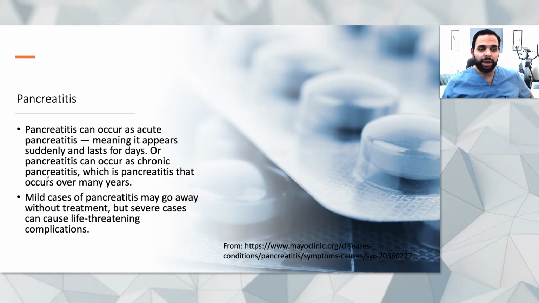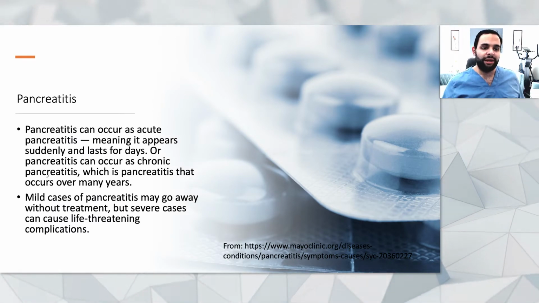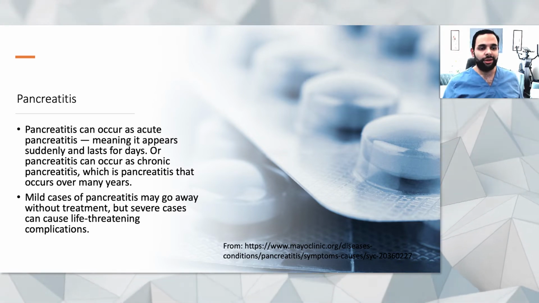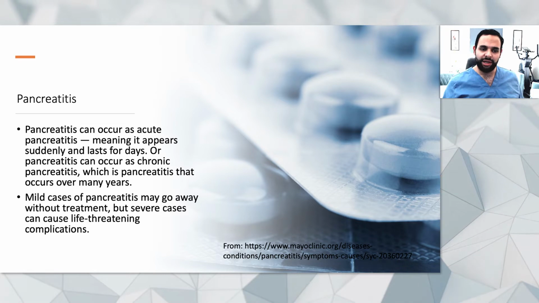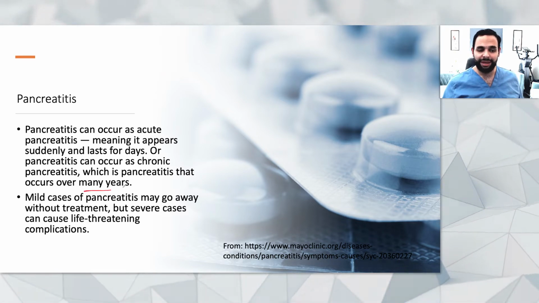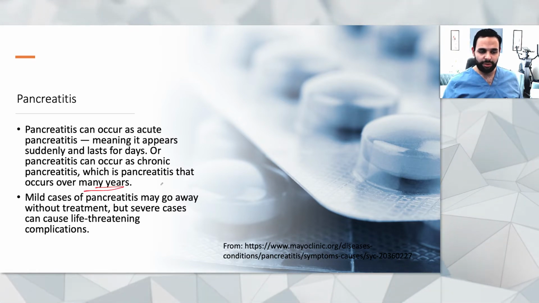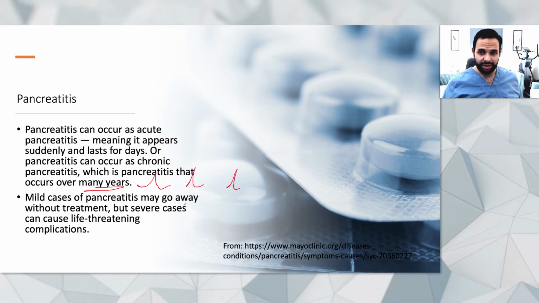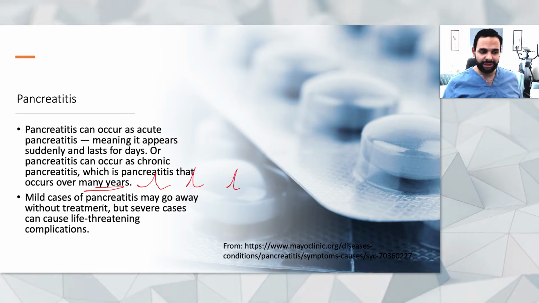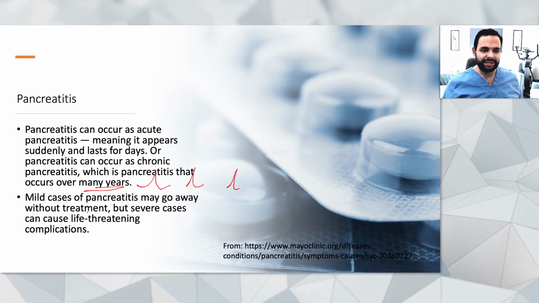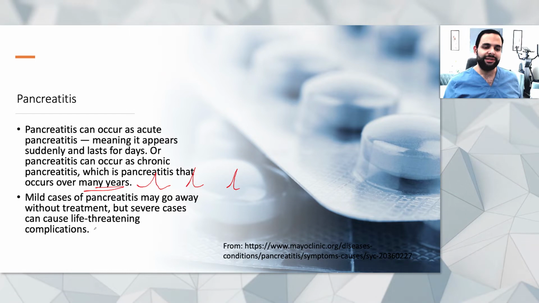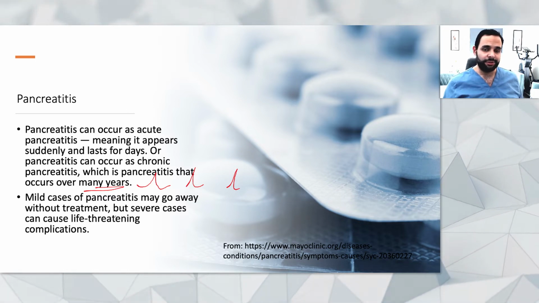Pancreatitis can occur as acute pancreatitis, meaning it appears suddenly and lasts for days. Or pancreatitis can occur as a chronic pancreatitis, which is pancreatitis that occurs over many years. So that usually will have flares of acute pancreatitis over time, but the hallmark will be loss of function. Mild cases of pancreatitis may go away without treatment, but severe cases can cause life-threatening complications.